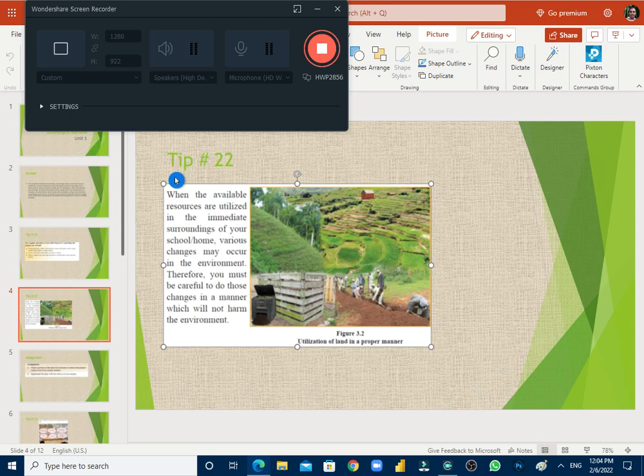Figure 3.2. Utilization of land in a proper use.